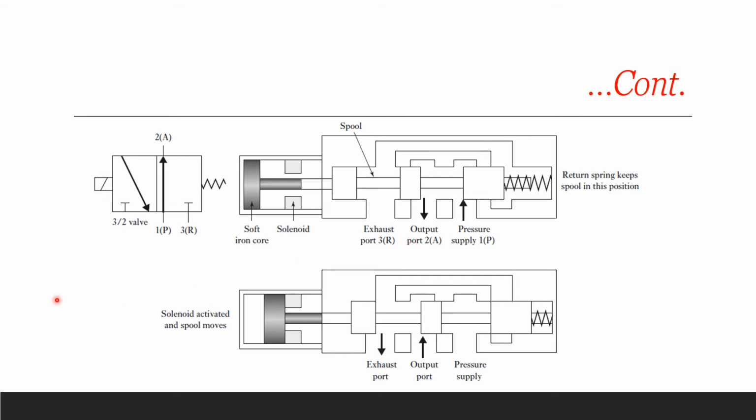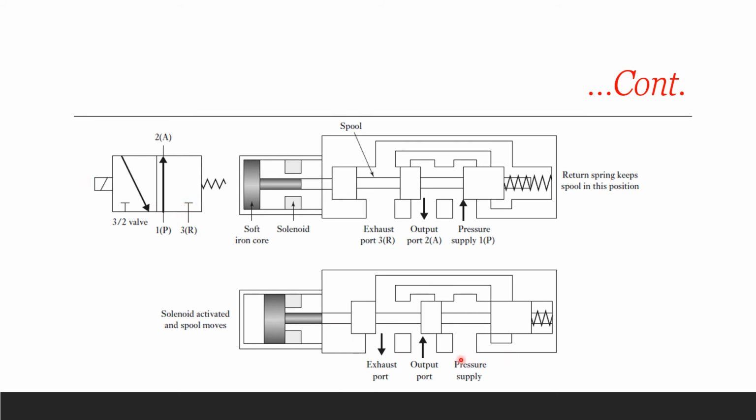Now as it has only 2 working conditions, in the representation 2 squares are used. Since it has 3 ports, the 3 ports are represented by the vertical lines on the outside of the square. So in the initial condition, the spool cuts off the exhaust port and the flow is only between the first port, pressure supply, and the output port 2. That is represented by the arrow-headed line. That is, the flow is from 1 to 2, and for the third port the flow is cut off.